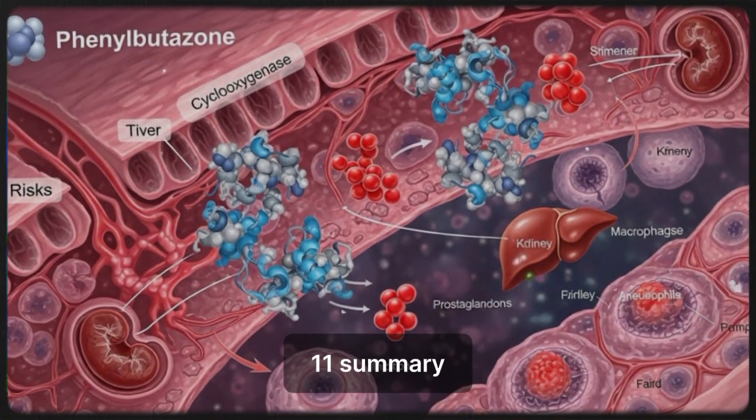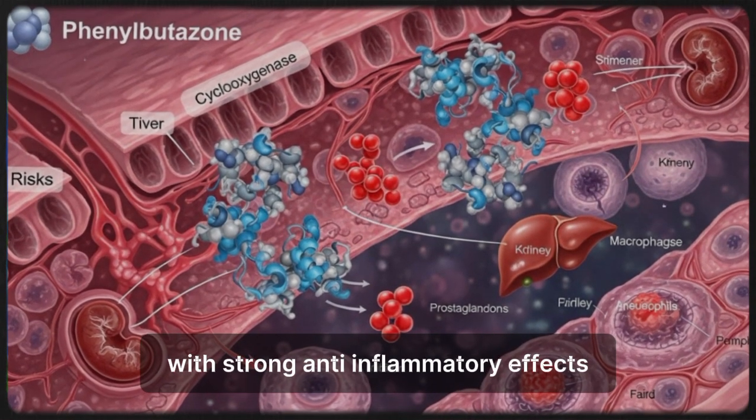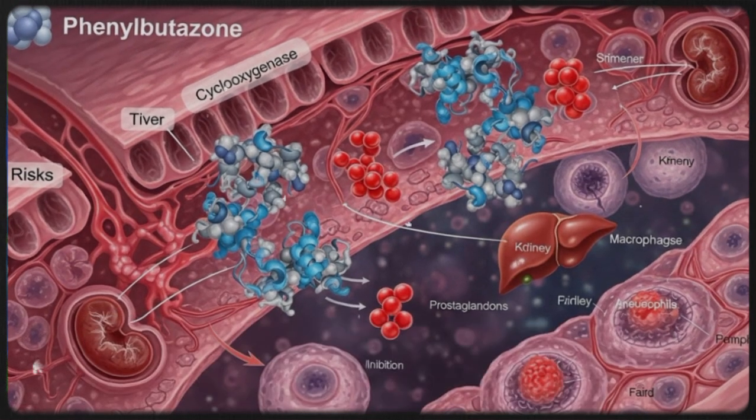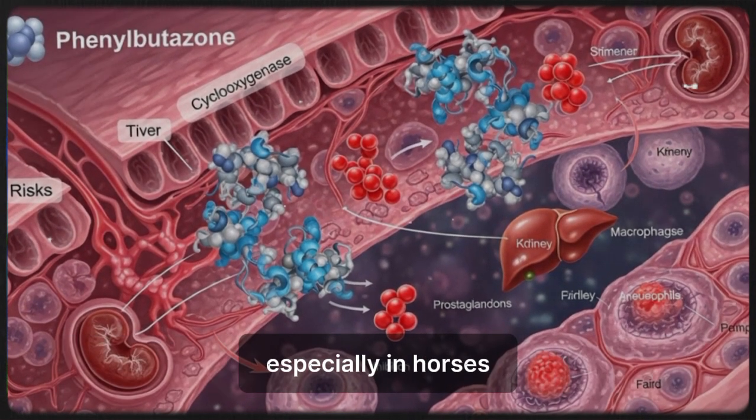11. Summary. Phenylbutazone is a powerful NSAID with strong anti-inflammatory effects, but its high toxicity profile has limited its use in humans. Today, it is mostly reserved for veterinary applications, especially in horses.